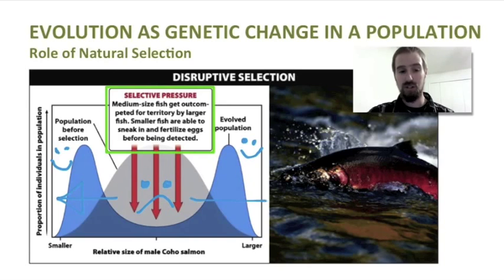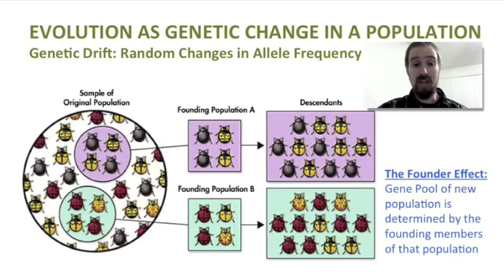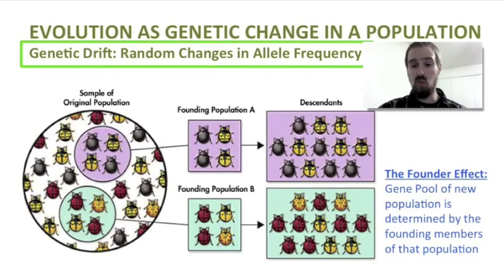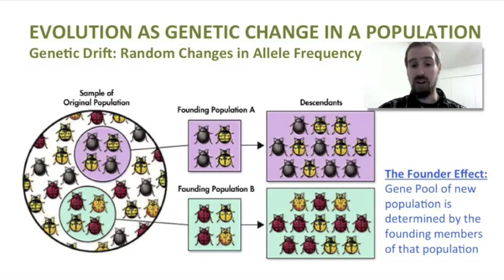Interestingly, natural selection isn't the only thing that causes changes in the frequency of alleles in the gene pool. A random change to the gene pool not associated with natural selection is called genetic drift. One way this can happen is due to the founder effect.